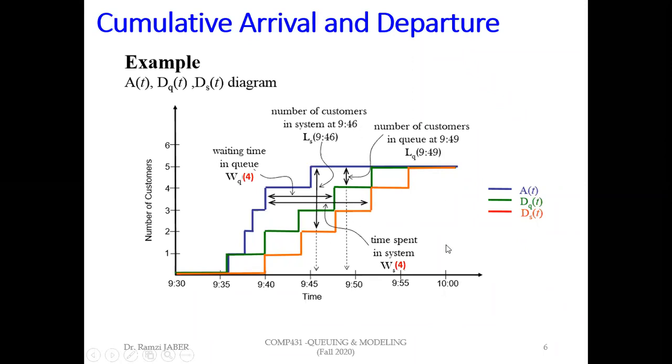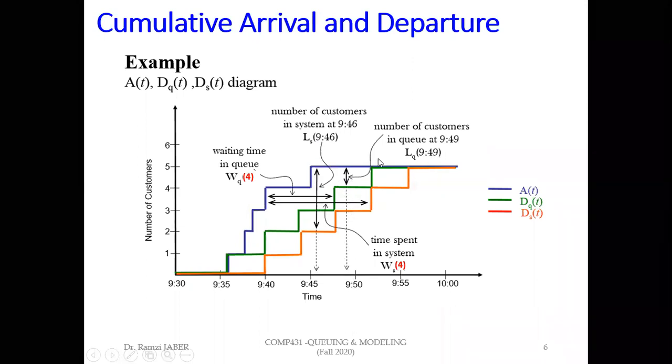Also, we can vertically conclude the number of customers. Example here, for LS, the number of customers in the system at a specific time, like here, 9:46, the customer five arrived and customer two departed, exited. So the difference will be three customers. We have three customers still in the whole system at time 9:46, or at time 9:48, like here, or 49, okay.